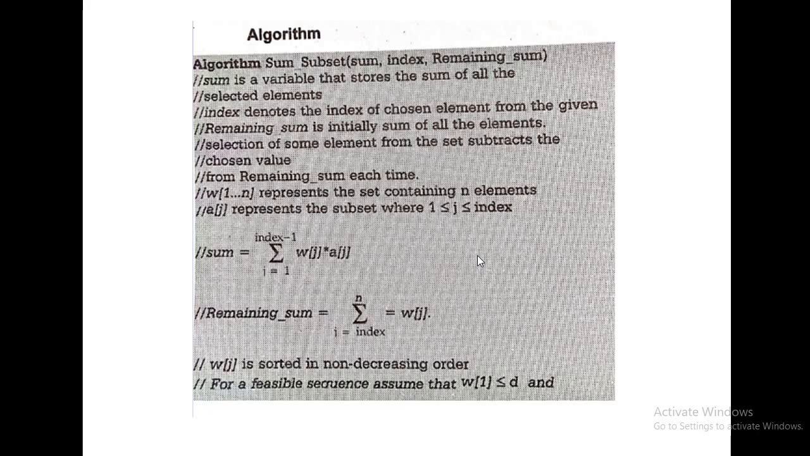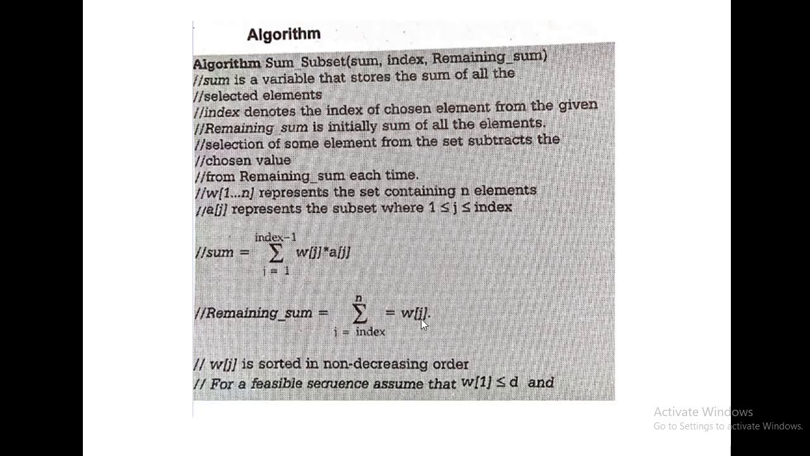Algorithm for the sum of subset problem. Here the algorithm is mainly for the index value. We are passing the sum, index, and remaining sum values. W is a set containing n elements, with sum equal to the index of weight. The remaining sum is equal to W of j here.